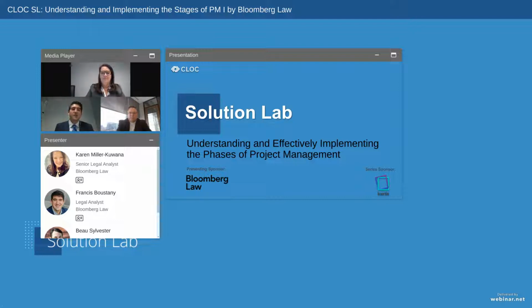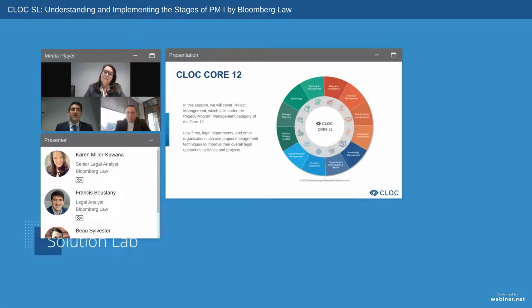Project management is part of the CLOC Core 12, which are functional areas that most legal department operations teams oversee. These functions are critical to enabling organizations to think differently about ways to deliver business impact. Project and program management are important parts of the Core 12, and today we will discuss project management at length. I'd like to turn it over to our guest, Bo, today, because I know you are quite familiar with CLOC's Core 12. Can you provide some background on your experience with this set of functional areas, particularly as they relate to project management?